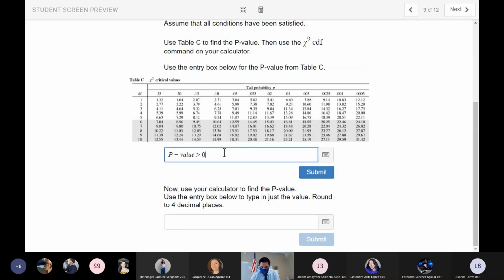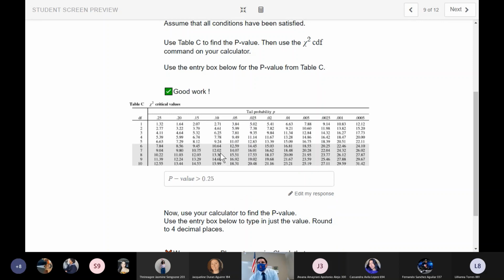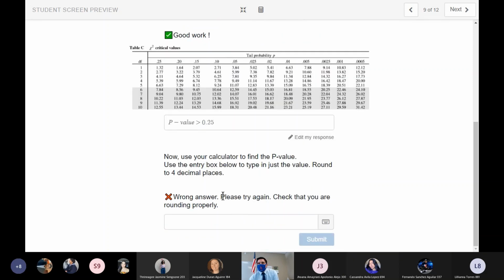So we get 0.25. And submitting that one marks this one wrong. I don't know why. And anyway, we found our chi-squared statistic previously. It was 0.3.